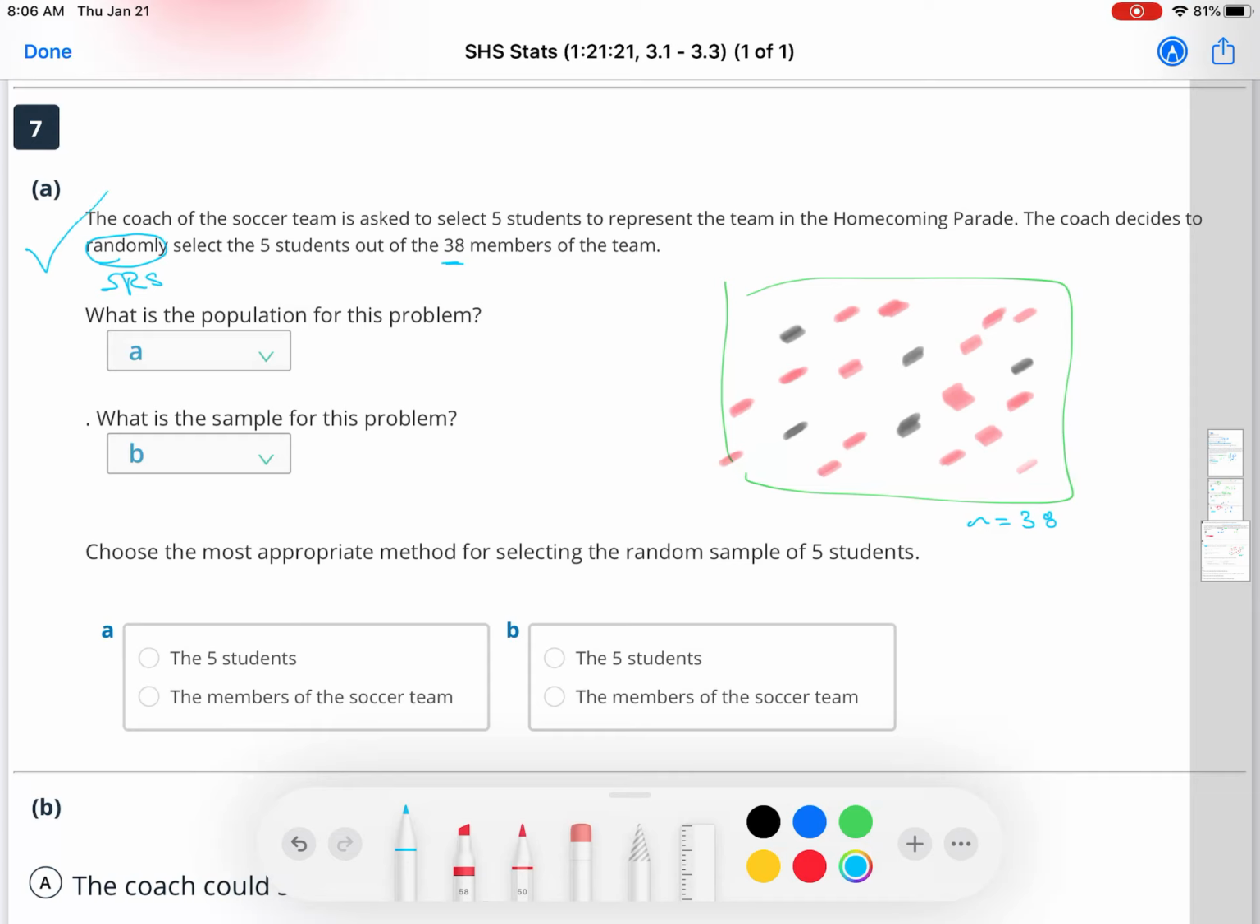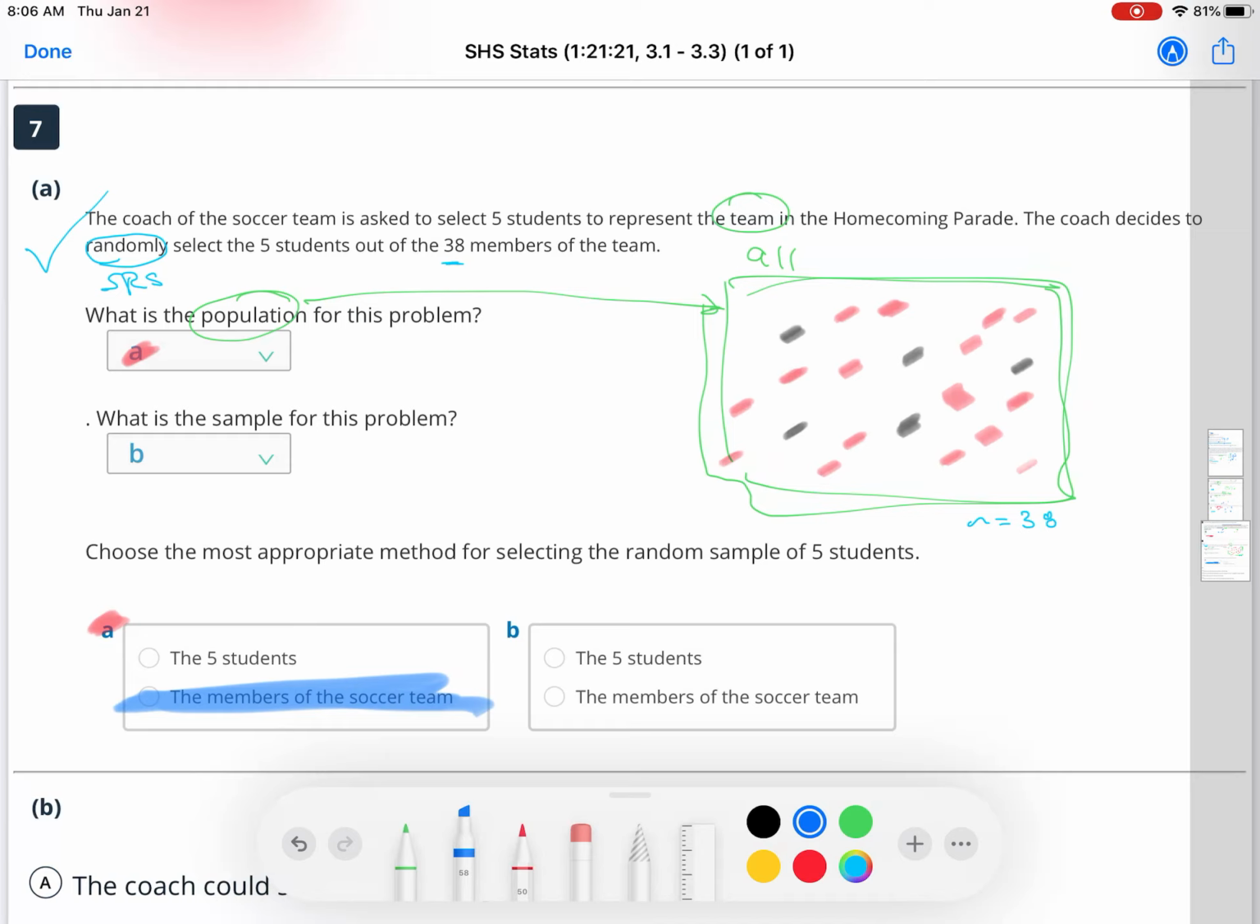What is the population for this problem? Well, the population here represents everything, right? This represents the all, which is the team. So if you notice there's an A and A, members of the soccer team. B, what is the sample of the problem? Well, the sample I chose were the dots here, and those represent the 5 students.